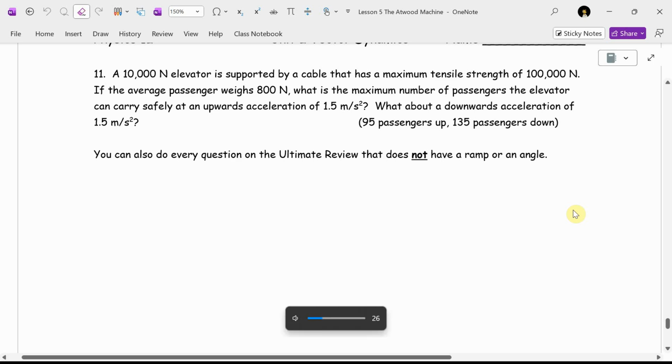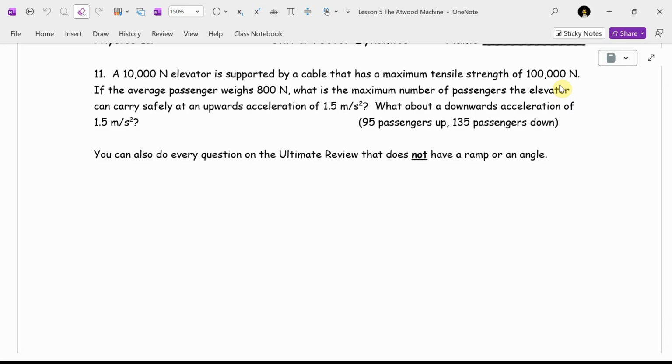So this is a nice question. I notice many of our units are in newtons. They're giving us the weight, not the mass. I'm going to solve for the maximum mass, then I'll convert that to newtons, and then I'll divide that by 800 to figure out how many passengers. I'm going to do this just for the upwards acceleration. I'll let you try and figure out how to do this for the downwards acceleration.